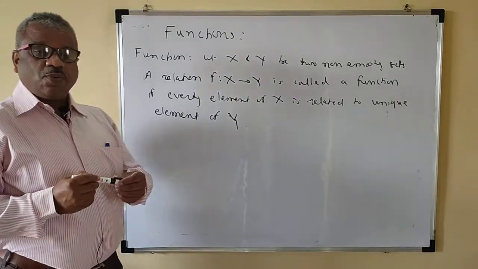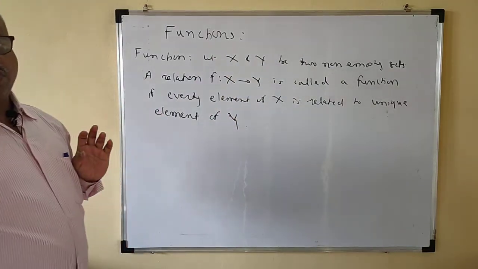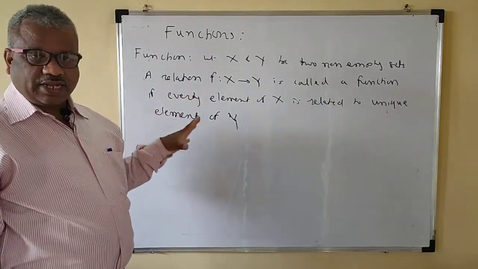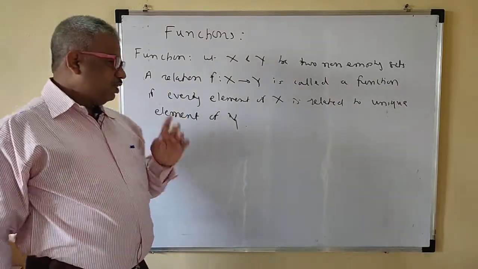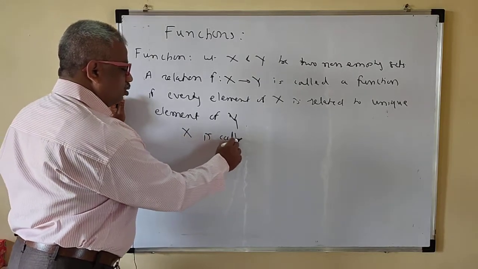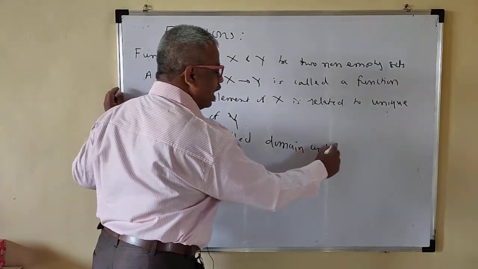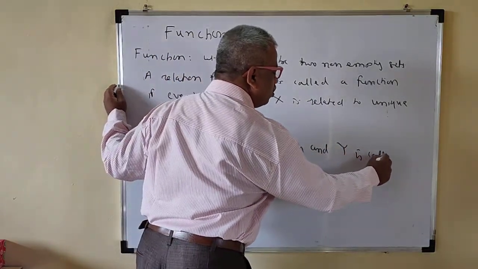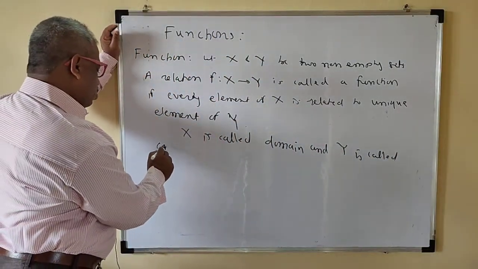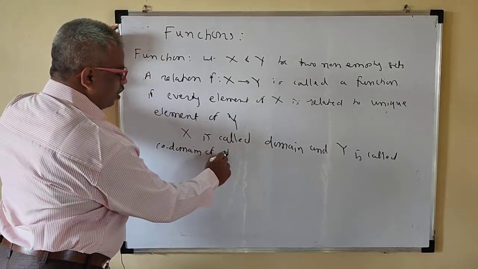So that means every element of X is related to one and only one element of Y. If a relation satisfies this condition, then that relation will be a function. Then X is called the domain and Y, the second set, is called the codomain of the function f.